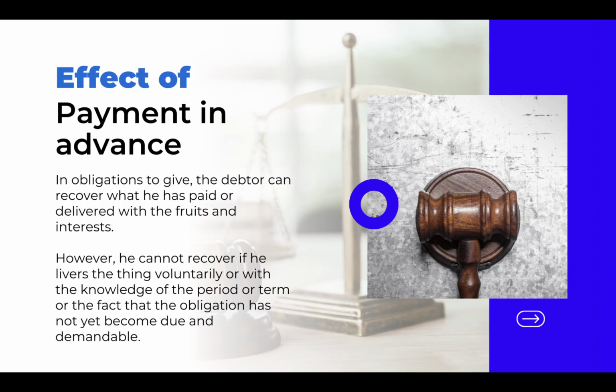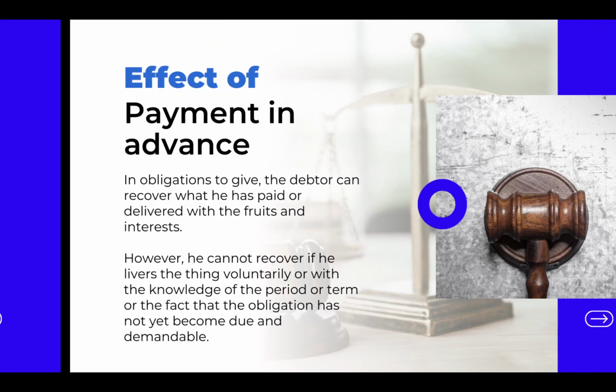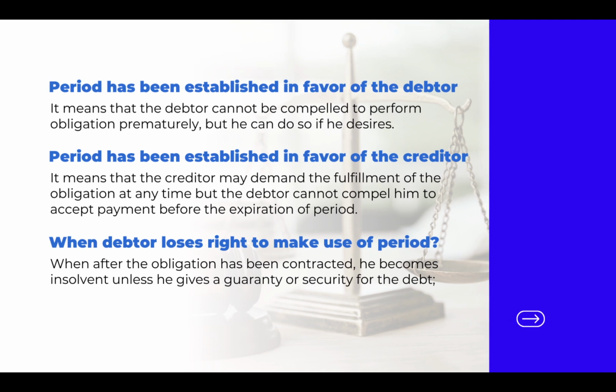Understanding ang batas natin. Okay? Period has been established in favor of the debtor. It means that the debtor cannot be compelled to perform obligation prematurely, but he can do so if he desires. Pag na-establish ang ating obligation, or ang period ay para to favor the debtor, well, you cannot compel it prematurely. Hindi mo pwedeng sabihin, ay gawin mo na to ngayon. Alam naman natin na para sa debtor yun.